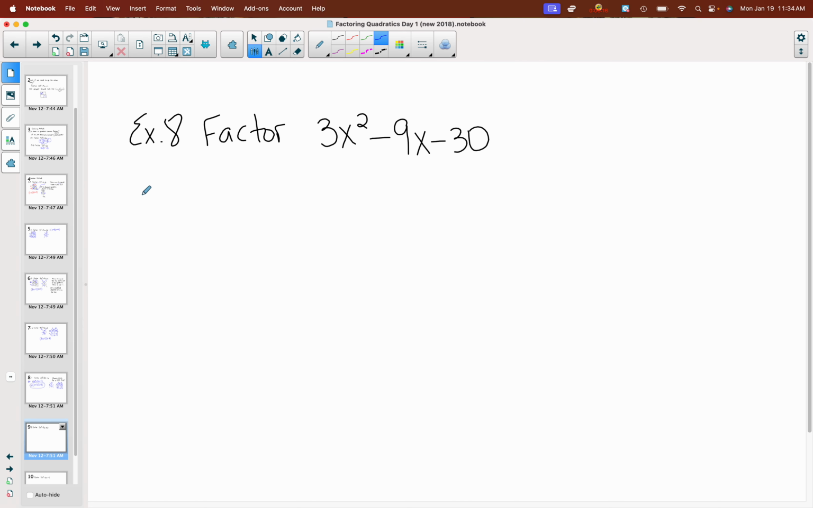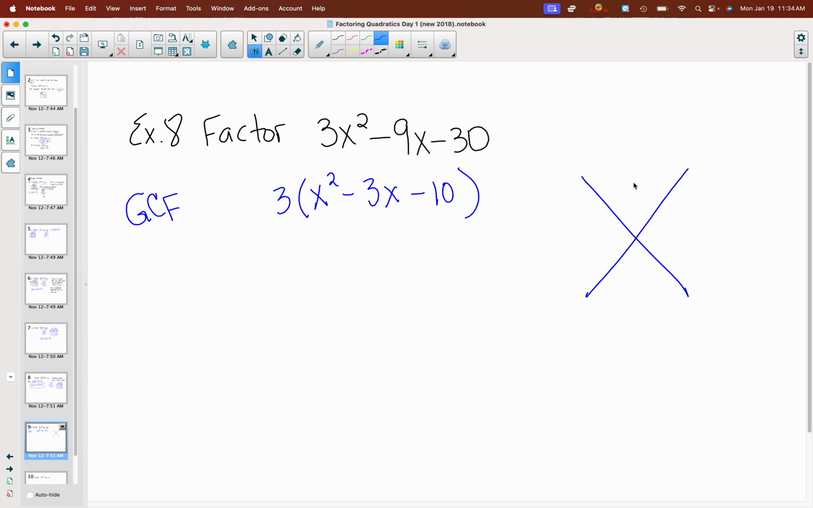So here, I start with a GCF. Notice I can pull a 3 out. So when I do, I get x squared minus 3x minus 10. Now, you're going to notice a little shortcut. So here, let me just finish the diamond problem. My two numbers, I know 5 times 2 is 10 and 5 minus 2 is 3, so it must be involved with 5 and a 2. I need this to be negative and the 2 to be positive for that to work.